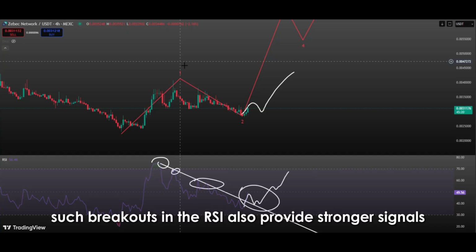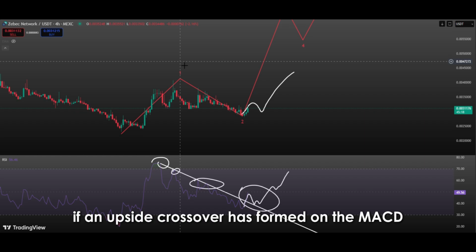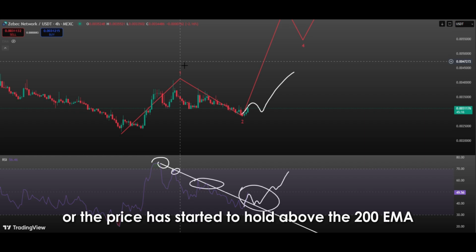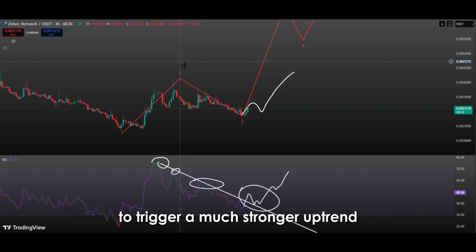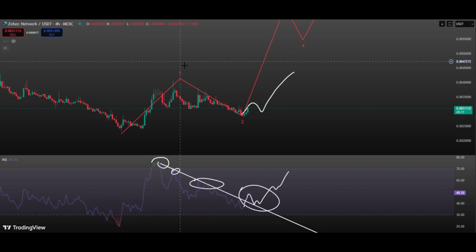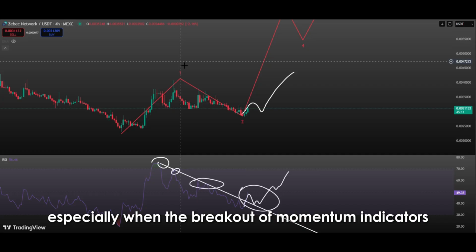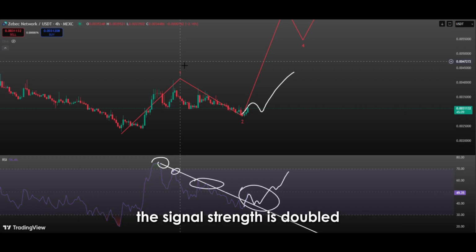Such breakouts in the RSI also provide stronger signals when analyzed in combination with other technical indicators. For example, if an upside crossover has formed on the MACD or the price has started to hold above the 200 EMA, the RSI breakout can combine with these structures to trigger a much stronger uptrend. These multiple confirmations are especially valuable for medium and long-term traders, especially when the breakout of momentum indicators like the RSI is combined with classic price action patterns. The signal strength is doubled.